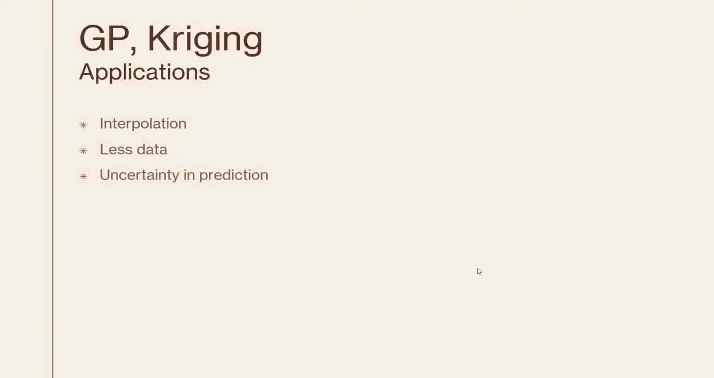All right. So, what are the applications of Gaussian processes? Gaussian processes are typically used for interpolation, right? And especially when the data is less. When the data is less and where every other method is not suitable enough, Gaussian process make an ideal choice.